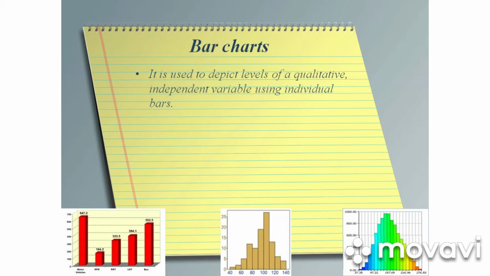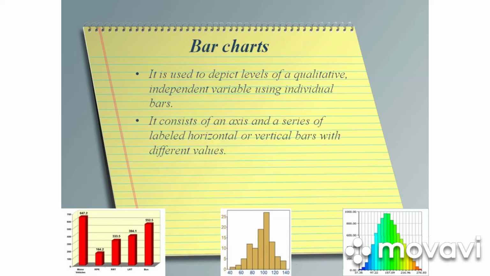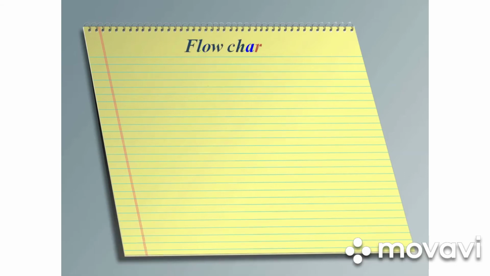Next, let's move to bar charts. Bar charts are used to depict levels of a qualitative independent variable using individual bars. Bar charts consist of an axis and a series of labeled horizontal or vertical bars with different values. The numbers along one side of the bar graph is the scale.